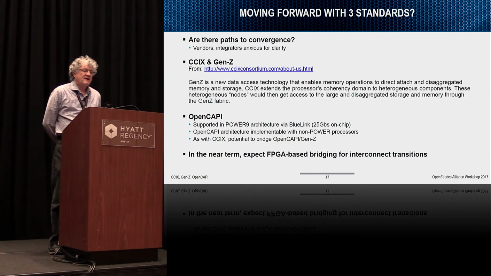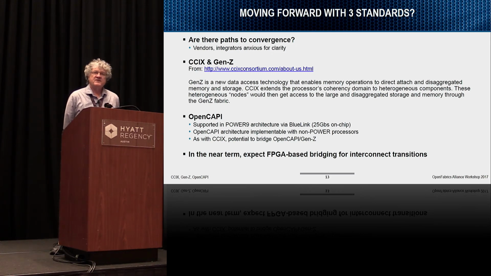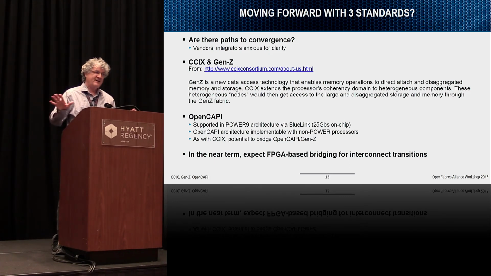Now, are there paths to convergence? Are there paths to integration of one or more of these within the same system? I think the vendors and integrators are anxious for clarity. I think that's one of the reasons why you're seeing a lot of multiple memberships, and people are riding 3 horses now. Maybe they only want to ride 2, maybe 1.